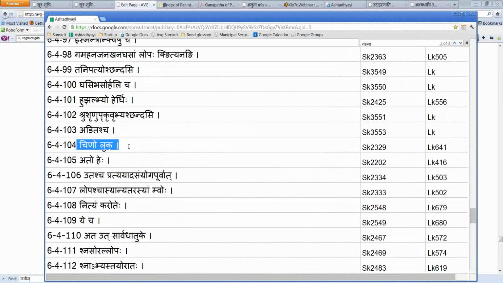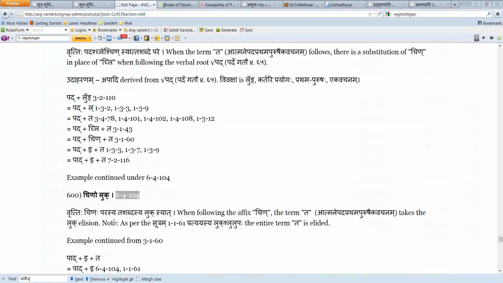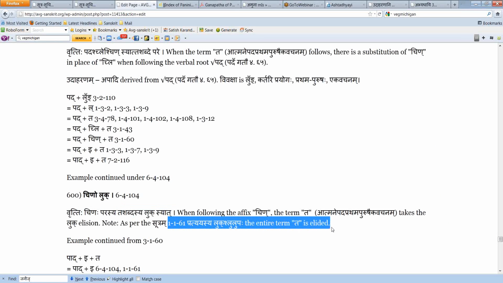So even though the sutram does not specify what is to be taken look, since chin only comes when ta follows, and this is angasya dikaraha, the angam is relative to the pratyaya ta. Chino look has to be a look only of ta. It cannot be anything else, because that's the only case where chin comes in the first place. So that's how we get the vritti here. It says chin parasya ta shabdasya luksyat. When following the affix chin, the ta, which is the atmanepada prathama purusha ekavachanam, takes the look elision, and as per pratyayasya lupaha, the entire term ta is elided.